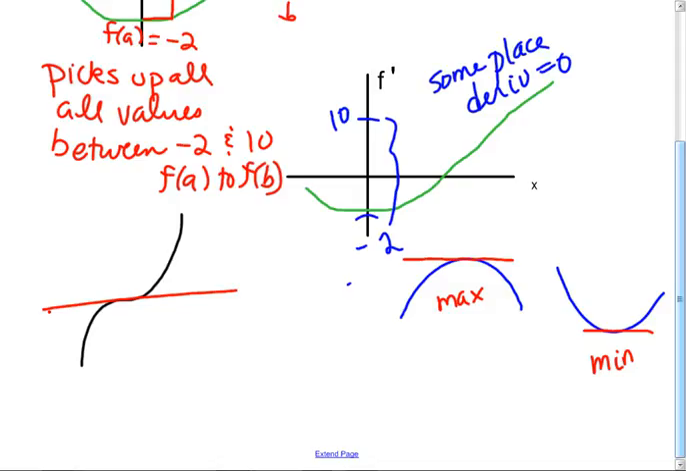Would it always be like a horizontal tangent, you mean? Right, if it just like you called it, it sort of bounces off of there, yes.